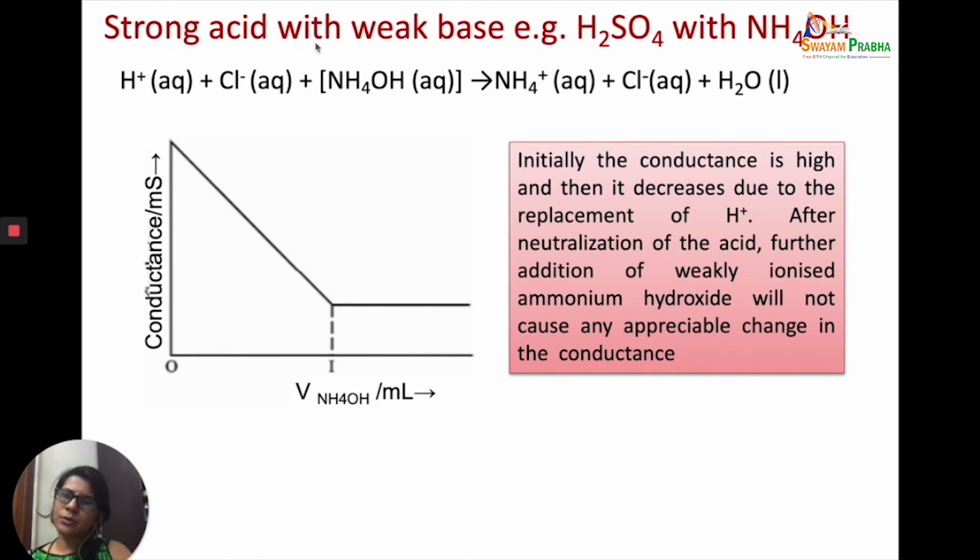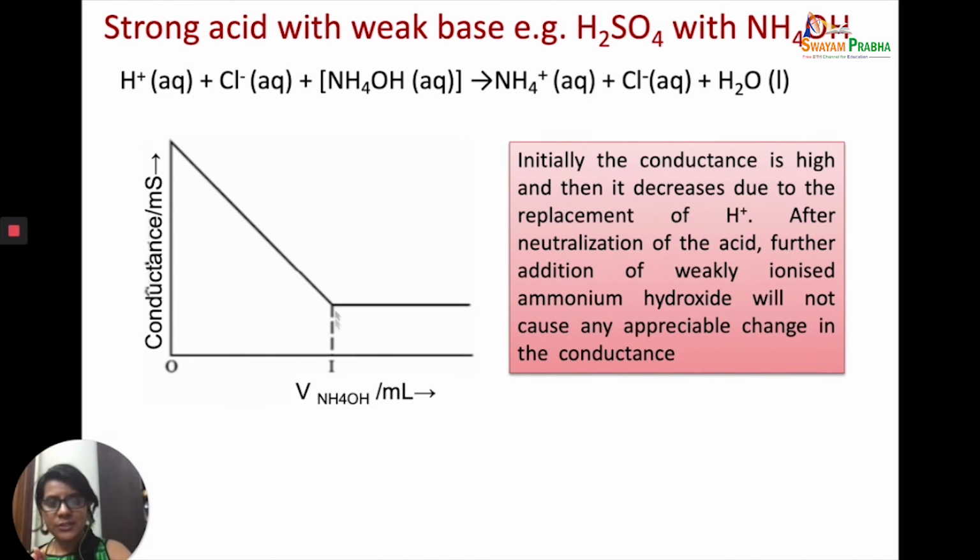Now let's look at a graph of strong acid with a weak base. Obviously we have emphasized here, whenever you have a strong acid in the solution, the conductance value is initially very high. Now because you are adding a weak base to it, the weak base continues to neutralize the strong acid, and there is a decrease in the value of conductance. There is a decrease in the value of conductance because H plus is being replaced by the NH4 plus ion.